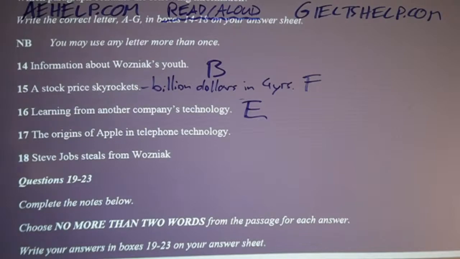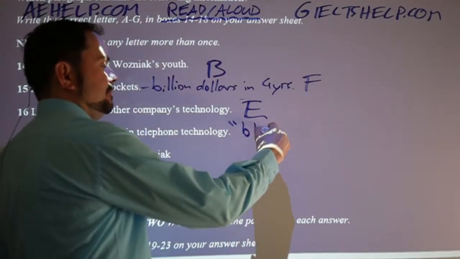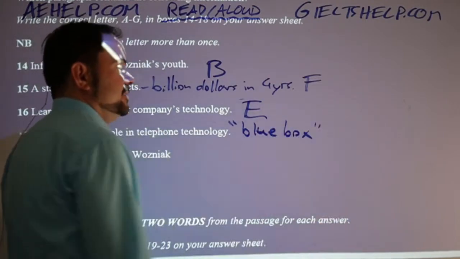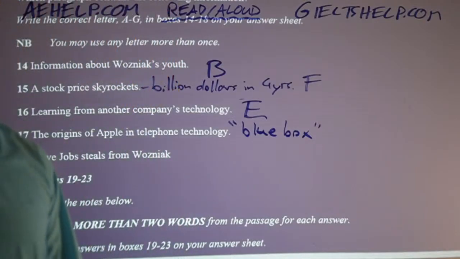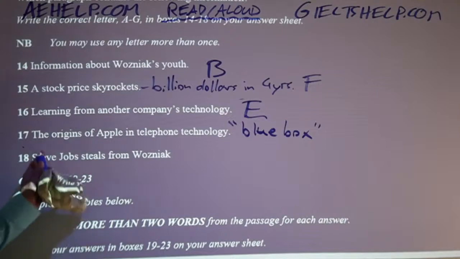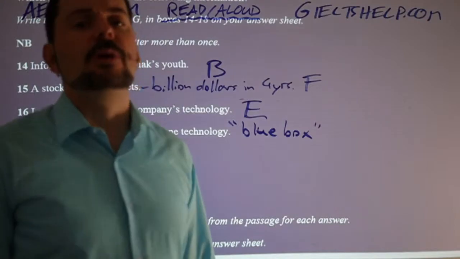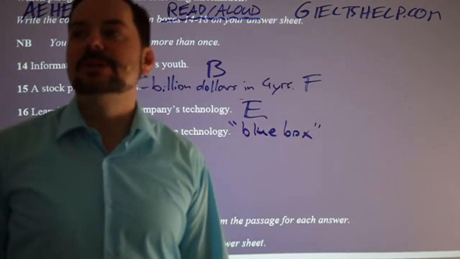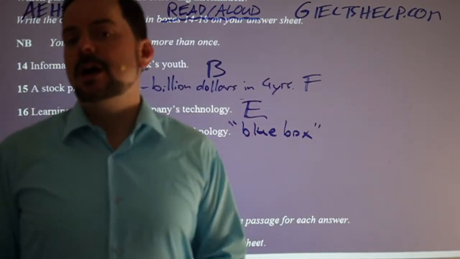All right, the origins of Apple in telephone technology. Okay, so telephone technology, that's the blue box, right? That I made for free long distance calls. I'm not sure how legal that would have been at the time, but Georgian agrees that that's the blue box, okay? The origins of Apple. And where did we read about the blue box? Okay, yeah, Paula Reese says C. That was early on because that was crucial, that was fundamental. It gave the money for this.